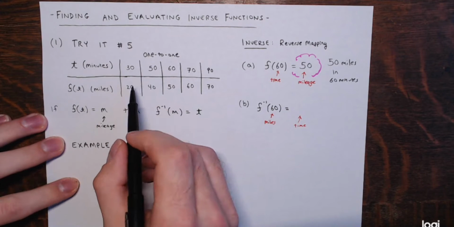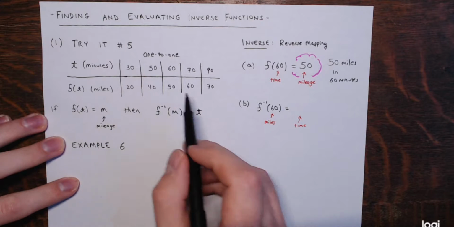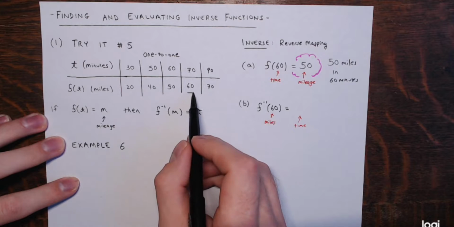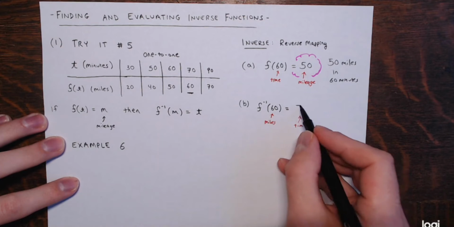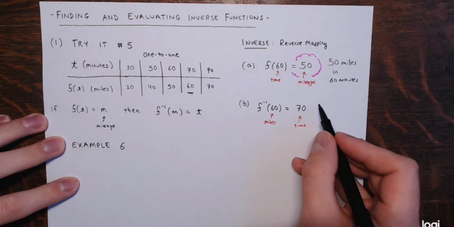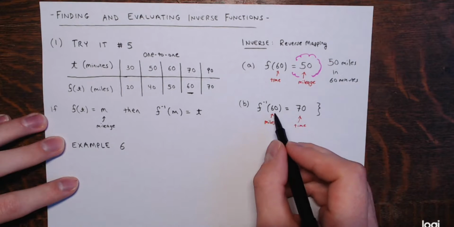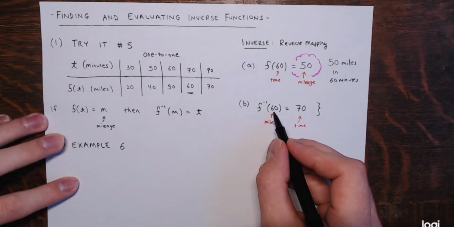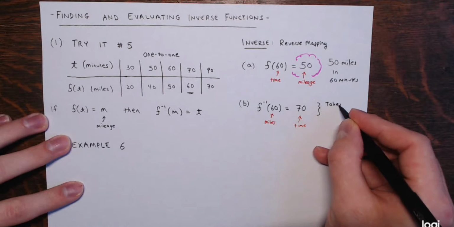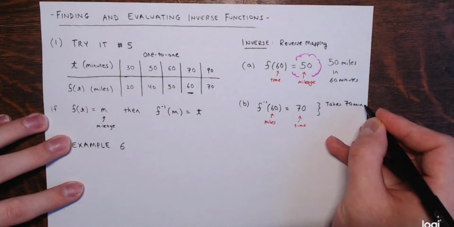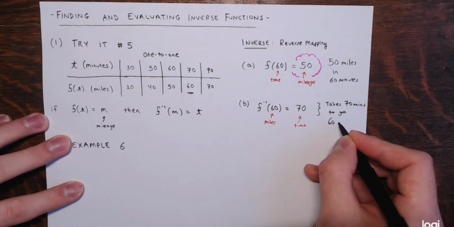So f inverse of 20 would be 30. f inverse of 40 would be 50. We're asked for f inverse of 60, so we're here in this column. When the mileage is 60, what's the output? It's 70. And to interpret this, I'm sorry, it would take 70 minutes to travel 60 miles. It takes 70 minutes, because the output's in minutes, to go 60 miles. The input's in miles this time.